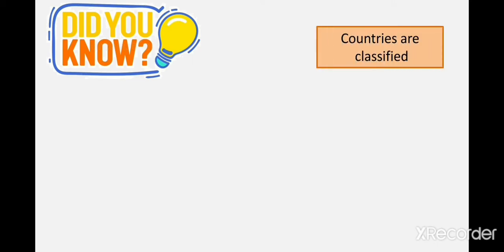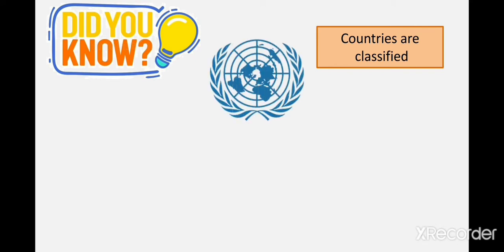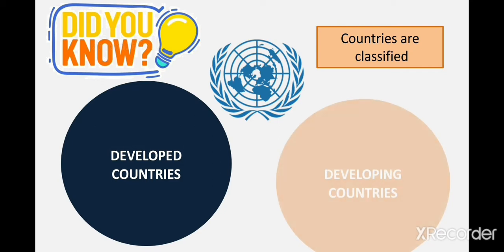Did you know that countries are classified by economic development? The United Nations groups these countries as developed or developing. The order of a nation does rely on different variables. Now, let us see some of these variables that separate a developed country from a developing one.